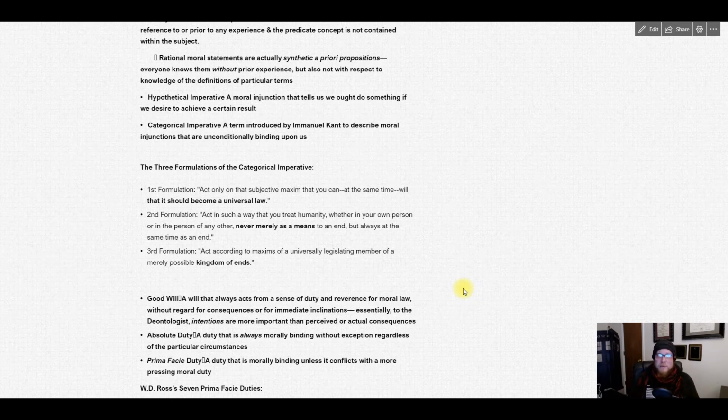And the third formulation says, act according to maxims of a universally legislating member of a merely possible kingdom of ends. This one's probably the one that's the most difficult to figure out just looking at it. My shorthand version is this: humanity is a team sport. Be a team player. Morality and everything else is not something that we do in isolation. It's something that we do together. And the team is humanity. It's not my country. It's not my people. It's my family. It's us together with all rational beings.